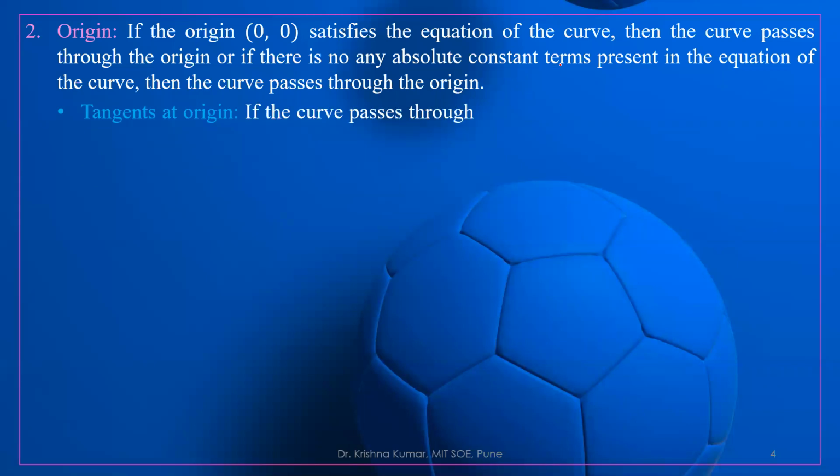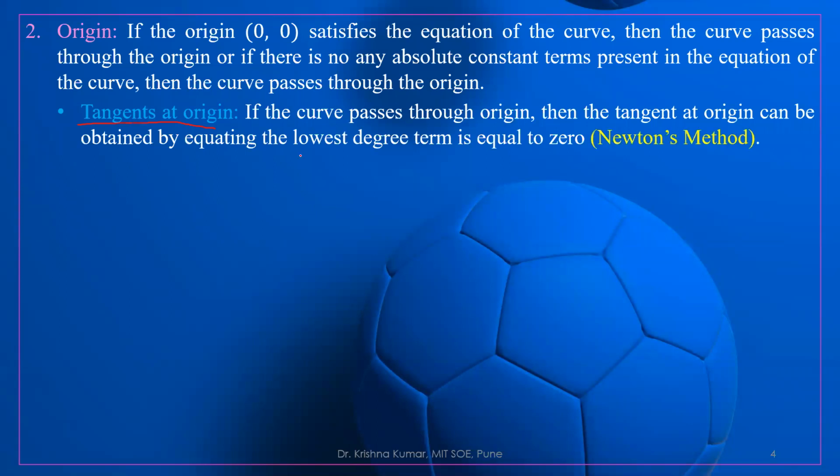Now if the curve passes through the origin, how to find the tangent at the origin? We just take the lowest degree term equal to 0. For example, suppose we are given a parabola, which everybody knows: y square equal to 4ax. Since the power of y is even, the curve is symmetric about the x-axis. Now if you put x equal to 0 and y equal to 0, the left hand side and right hand side both will be 0. So it passes through the origin.